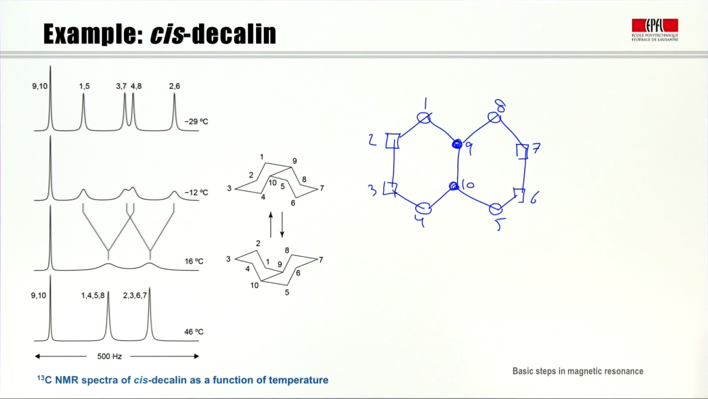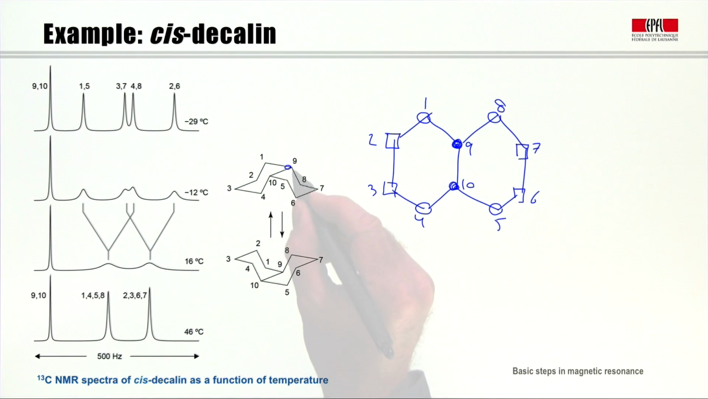So far so good. Now it turns out that if we go to lower temperature, from 46 to 16 to minus 12 to minus 29, then the situation becomes more complicated, and a little bit like in the case of Wüthrich's tyrosine, we see that these lines split up. And the reason is that at lower temperature we now have to consider these molecules as separate rotamers or separate conformers, and that the symmetry is lifted.